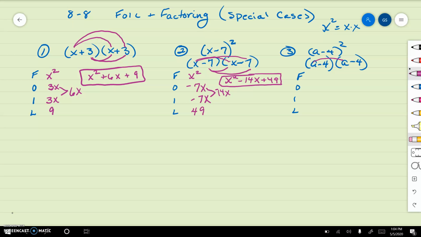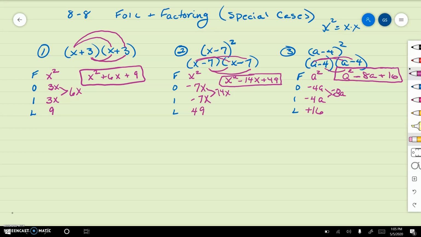Okay, first times first is a squared. Outsides is negative 4a. Inside is negative 4a. When you multiply them, a negative 4 times a negative 4 is going to be a positive 16. We combine the negative 4a and the negative 4a to be negative 8a. Okay, now we get a squared minus 8a plus 16. Okay, it's just FOILing.